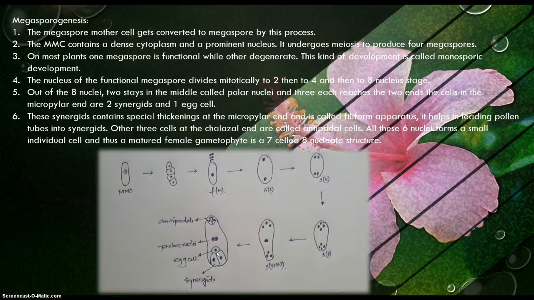If it is not, let me explain once more. The megaspore mother cell divides into 4 cells. Out of those 4 cells, 1 cell is functional. This functional cell's nucleus divides into 2, then 4, then the 8 nuclei stage. Whenever it reaches the 8 nuclei stage, now see the last diagram, 2 nuclei come to the middle, known as polar nuclei, and 3 at the 2 ends. The ones at the chalazal end are known as antipodal cells, and of the 3 on the micropylar end, 2 are synergids and 1 is the egg cell. The synergids contain a special thickening known as the filiform apparatus, which helps the pollen grain's generative cell reach the egg cell easily. Now this marks the end of the male and the female gametophytes.